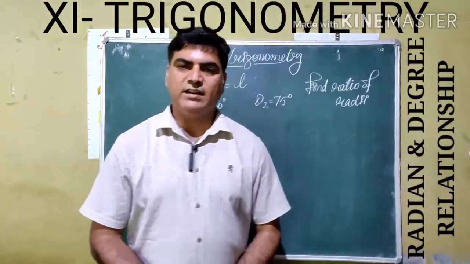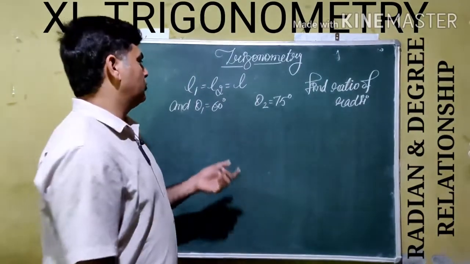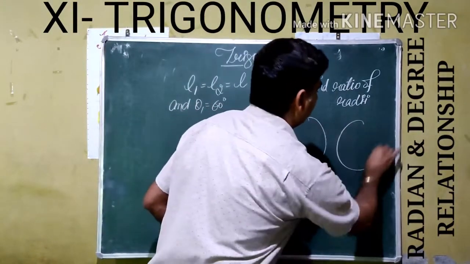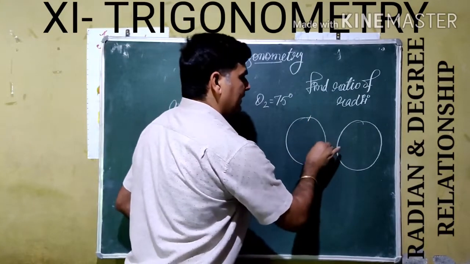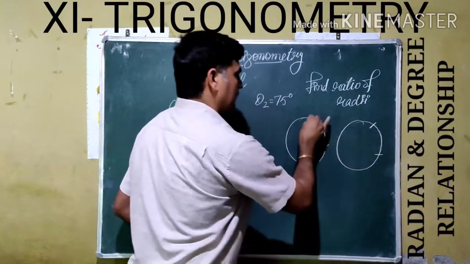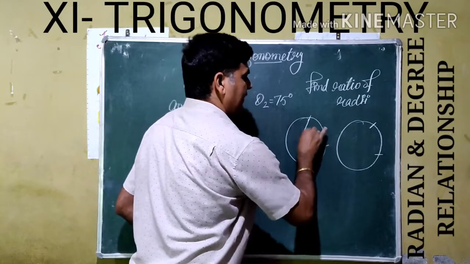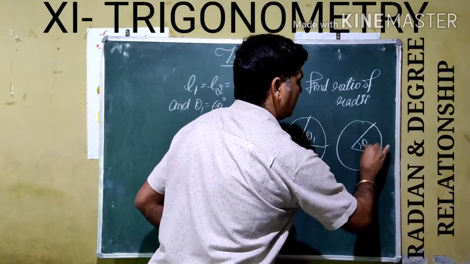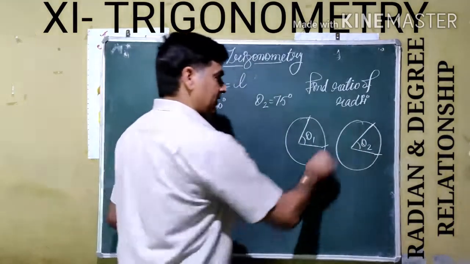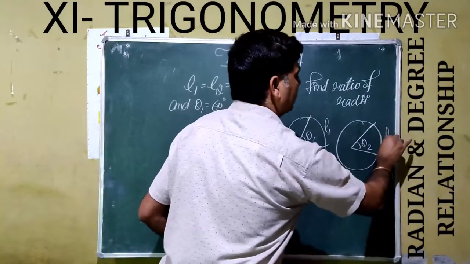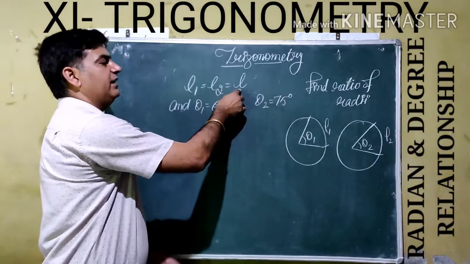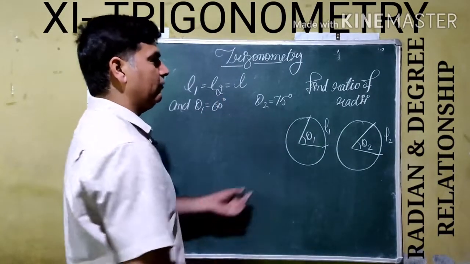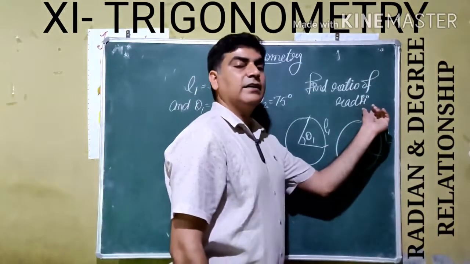Now we are back with another example. There is a question given. There are two circles with different radii and the same length of arc. They make angle theta 1 at the center, and in the second circle the length of arc makes theta 2 at the center. Here both the lengths L1 and L2 are given equal, indicated by L. Angles are given as 60 degree and 75 degree. We have to find out the ratio of their radii.